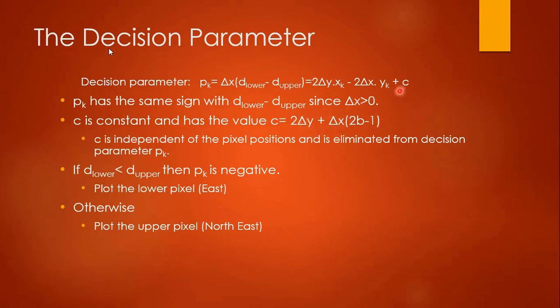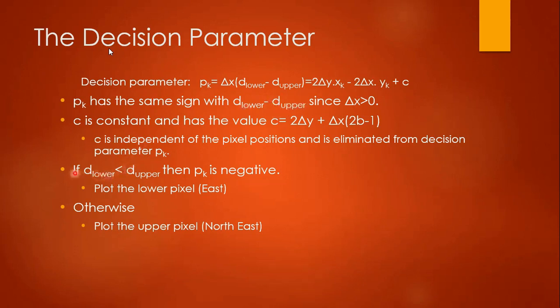Here pk has the same sign as d lower minus d upper, since delta x is greater than 0. We have considered slope less than 1, and that's why delta x is greater than 0. That's why we have rearranged in this manner: d lower comes first, then you have a negative sign for d upper.